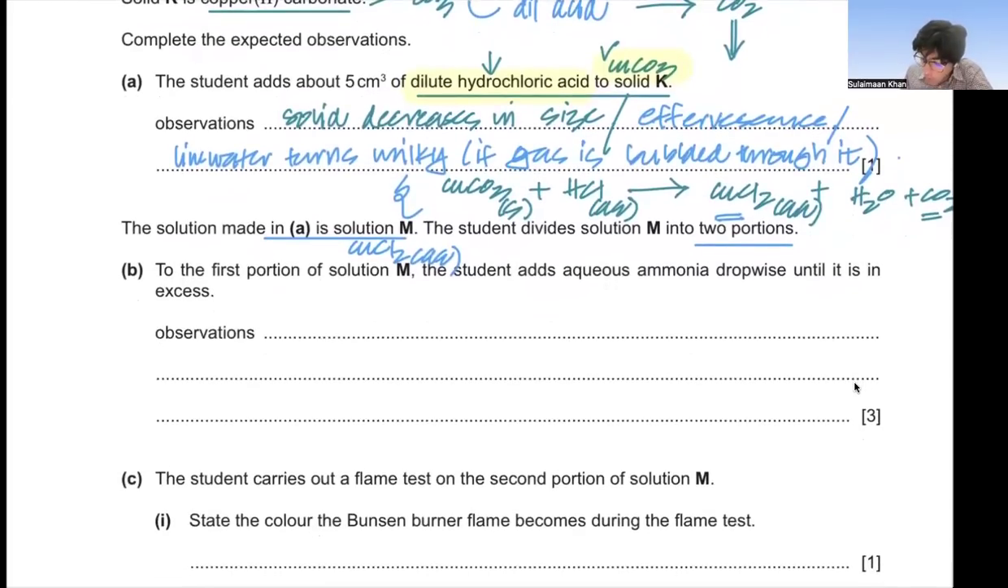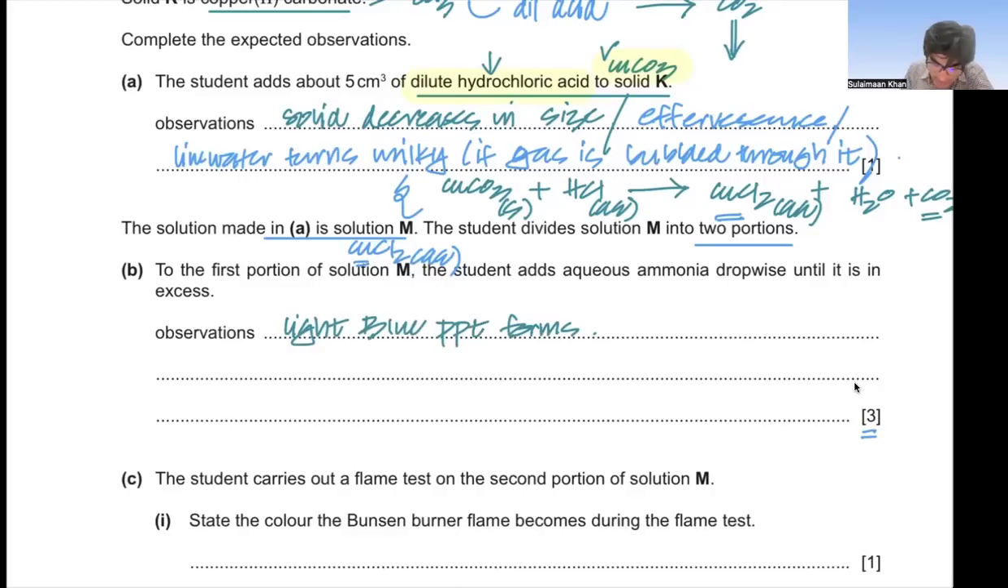So what are the observations? Oh, it's a 3-mark question. So aqueous ammonia, when he added dropwise, what would happen? You have the copper 2 plus ions, right? So when he added aqueous ammonia dropwise, a light blue precipitate would form. That's 1 mark right there.